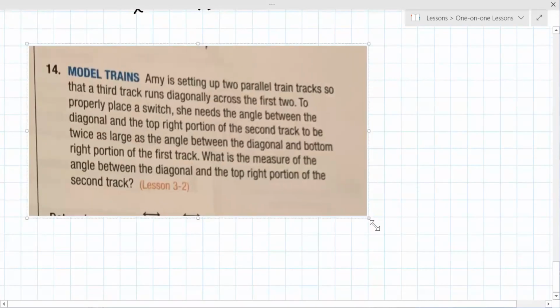All right, Amy is setting up two parallel tracks so that a third track runs diagonally across the first two. To properly place a switch, she needs the angle between the diagonal and the top right portion of the track to be twice as large as the angle between the diagonal and the bottom right portion of the track. What is the measure of the angle between the diagonal and the top right portion of the track?